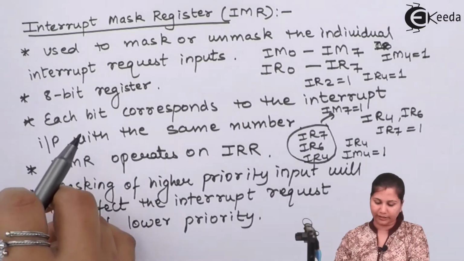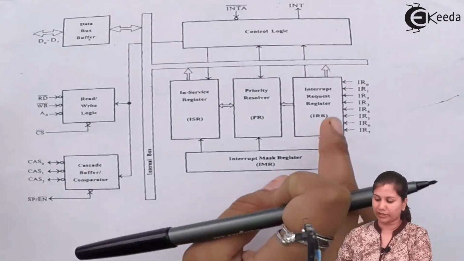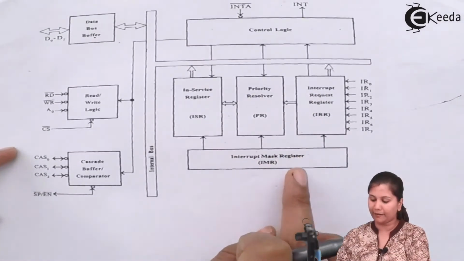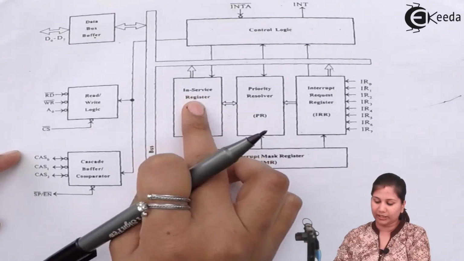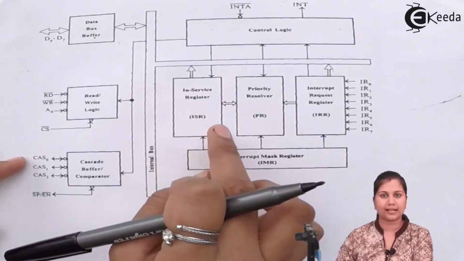Next, we have the interrupt in service register. You can see in the block diagram, we have studied the IRR, interrupt request register, and the IMR. Then we are left with the in service register, that is ISR.